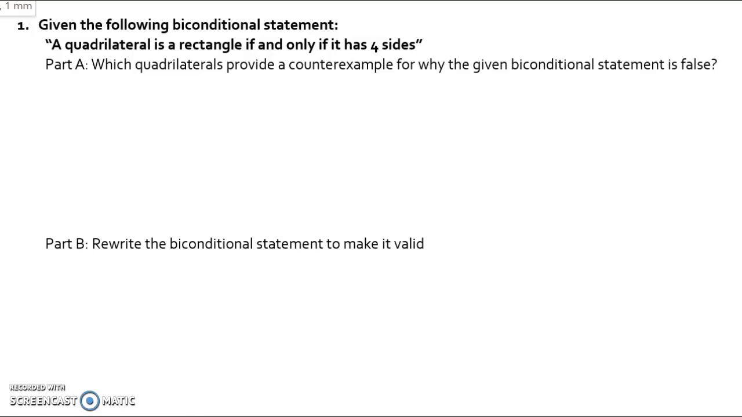Given the following biconditional statement, a quadrilateral is a rectangle if and only if it has 4 sides, we have to first provide a counterexample for why the biconditional statement is false, then rewrite it to make it valid. If I look at this, I see a word that we haven't really talked about before, which is called a biconditional. This statement is my biconditional statement.